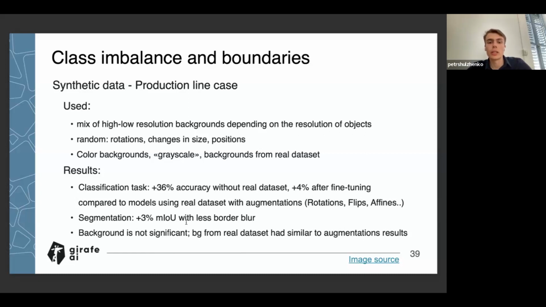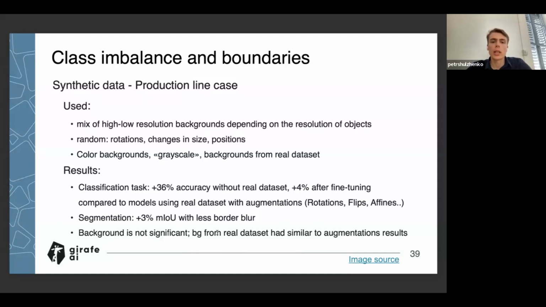Like for the classification task, it outperforms by 4%. After fine-tuning on real data, it outperforms all other models that I've done so far, with all kinds of augmentations like rotations, affine transformations, etc. For the segmentation task, it also improved mean IU by 4%, and actually it also improved the border blur. So yeah, it's actually kind of a significant improvement.